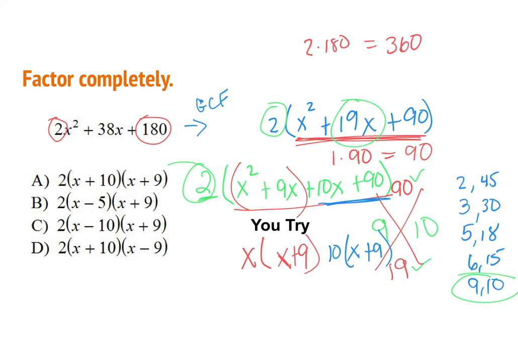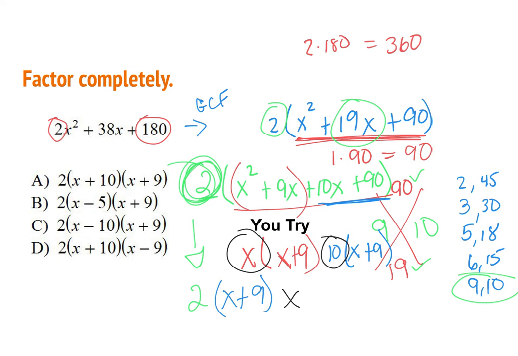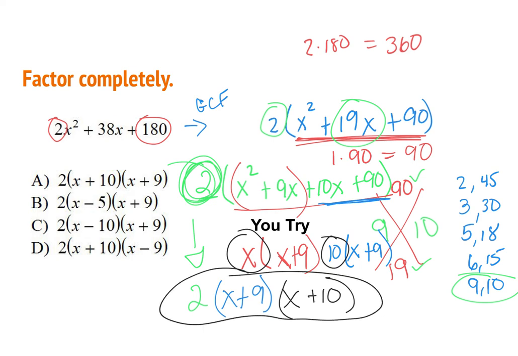So what is left over? Well, the 2 is left over from up here. I'm just going to bring it down. And then I have a common x plus 9. And then I have x and a positive 10. So my correct answer would be A.